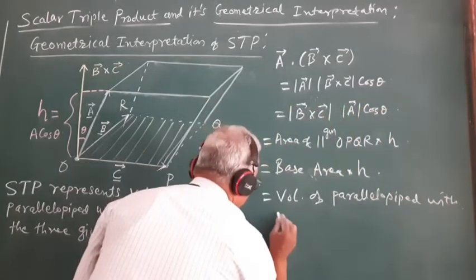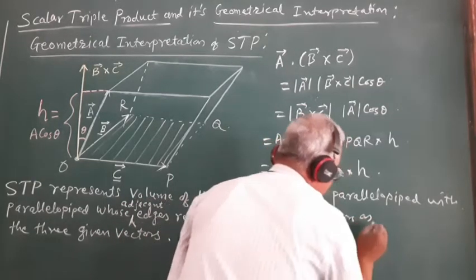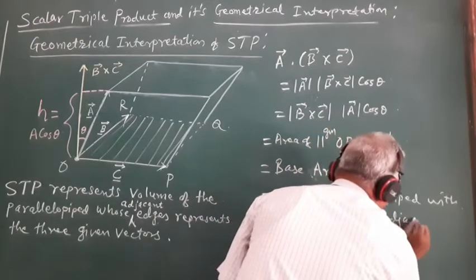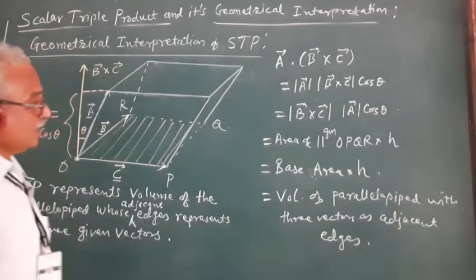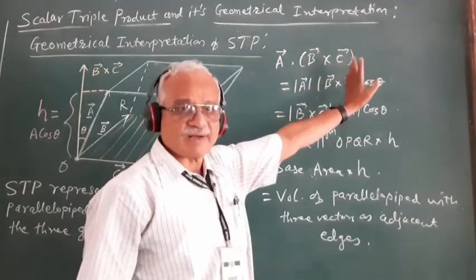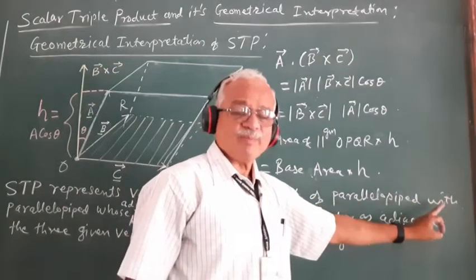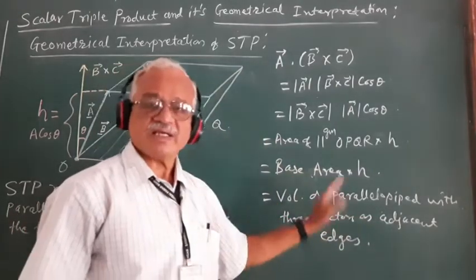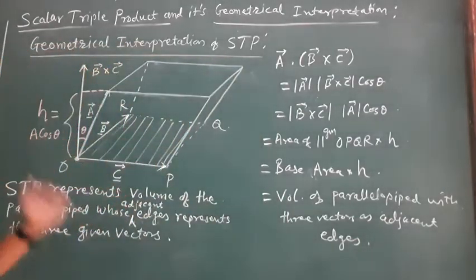With three vectors as adjacent faces. So the scalar product of the three vectors a bar, b bar and c bar represents the volume of the parallelepiped formed by the three given vectors as the three adjacent edges. So that is the geometrical interpretation of the scalar triple product of the three vectors.